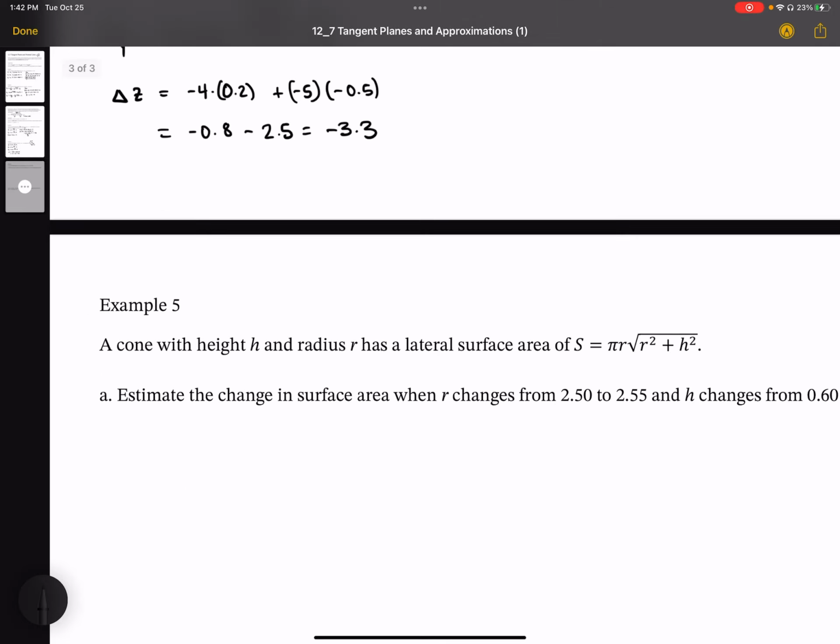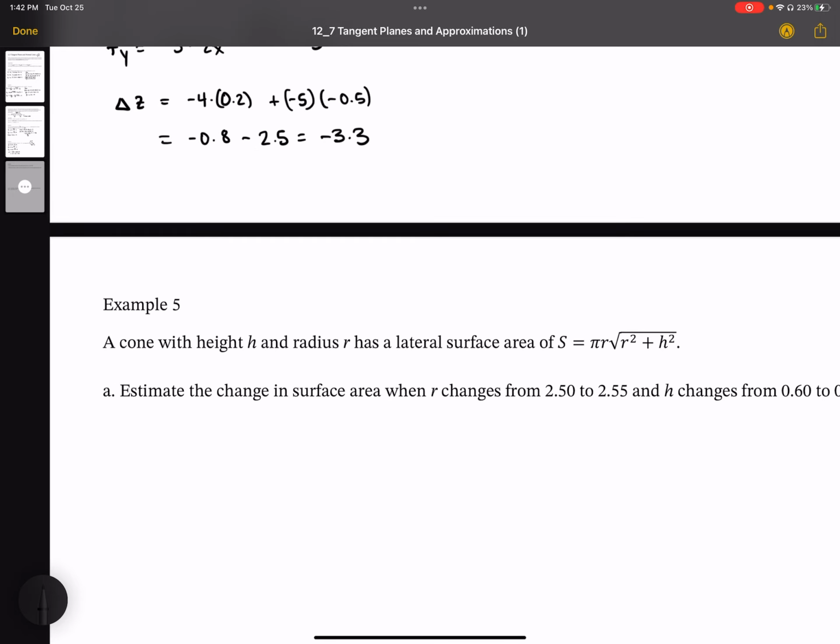So let's not do example 5. We'll do it at the start of class. It's more complicated, and these numbers don't turn out nicely without a calculator. I really don't feel like pulling up a calculator. So we'll do this one in class, but that's all. See y'all in class.